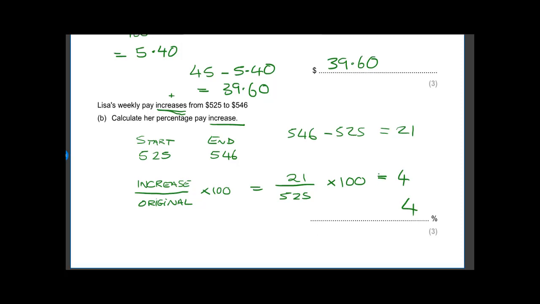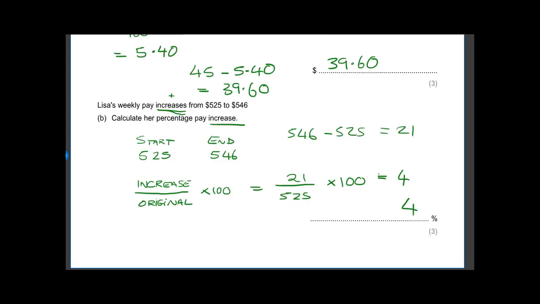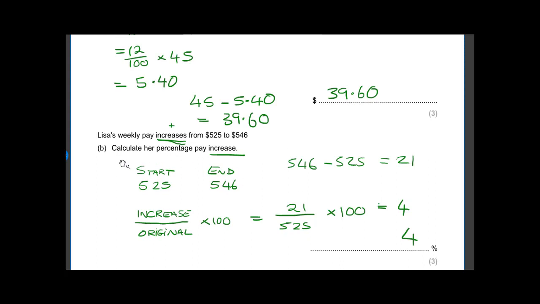Very straightforward. Again, I don't know what you want me to do here. I'm not doing the whole booklet. Question 3. Donald's weekly pay was $6.40. I mean, you should be able to do this based on the last one. So it's literally the same thing. It's exactly the same thing. You've got to be getting there. So to do that one, just do the same as this with different numbers. So I'll do it for you.